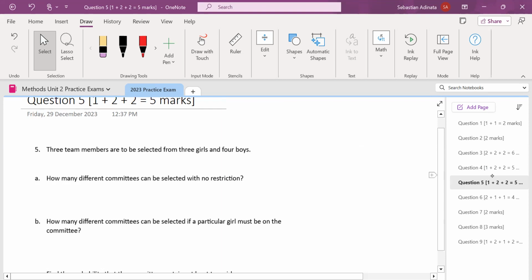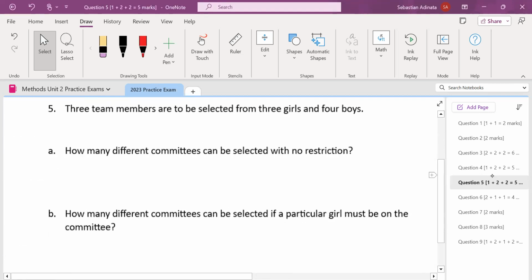And here is our context. There are 3 team members to be selected from a group of 3 girls and 4 boys. So basically there's 7 people, we need to choose 3 of them, and 3 of them happen to be girls, 4 boys. How many different committees can be selected with no restriction? That means it could be all girls, all boys, a mix of both, and this one should be, so from 7, we're choosing 3. And this is how many, rather than a probability.